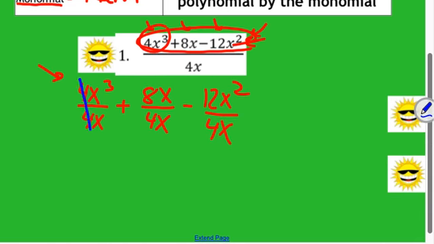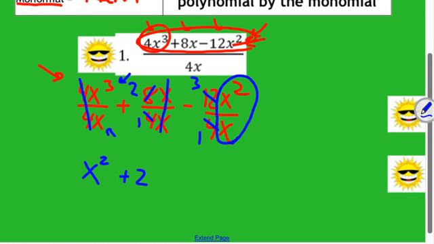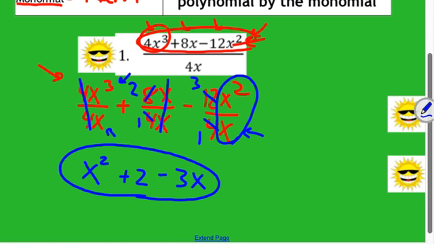Okay, the 4's cancel out here. Where do I have more x's? Well, I have an x cubed on top and an x to the first on the bottom. There's two more x's in the numerator, so that's just x squared. 4 goes into 4 once, it goes into 8 twice. Here the x's cancel out, so I'm left with 2 over 1, or just 2. 4 goes into 4 once, it goes into 12 3 times. Where do I have more x's? I have 2 x's in the numerator, only 1 in the denominator, so I have 1 more in the numerator. So that becomes minus 3x. And there is my simplified answer. Dividing a polynomial by a monomial.